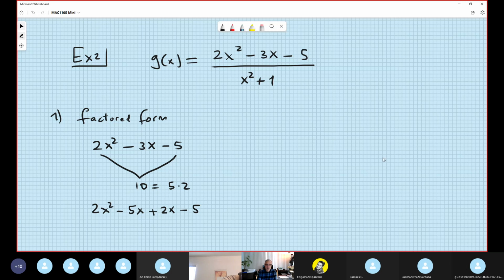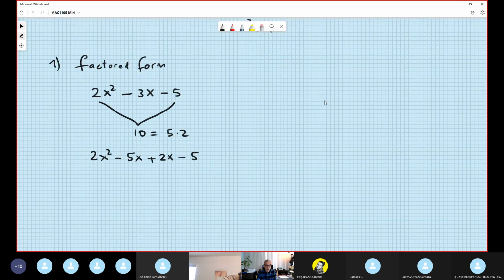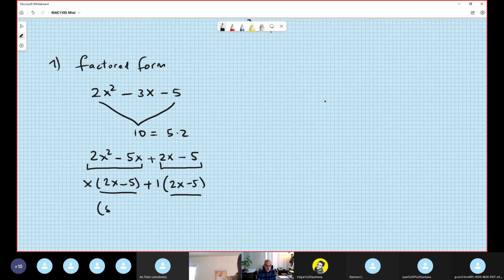Now ready to apply factorization by grouping. In the first couple, the greatest common factor is x. We have 2x minus 5. The greatest common factor in the second couple is 1. It's an invisible 1. You want 2x minus 5 there, so I put it, because I know that now this 2x minus 5 is a common factor. They factor out.